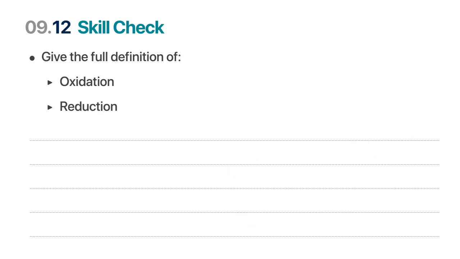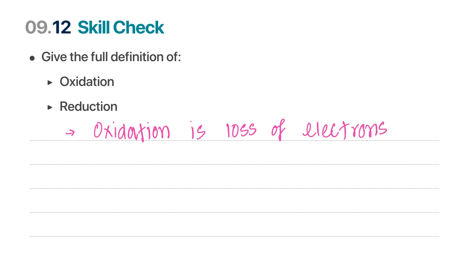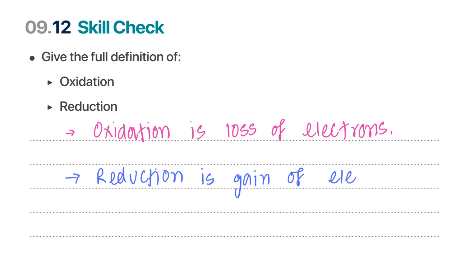Definition for oxidation and reduction. Quite literally, this is mimicking an exam question. Oxidation is OIL, loss of electrons, essentially, nothing more, nothing less. That's a satisfactory answer. And reduction, can you guess? Reduction is considered as gain of electrons.